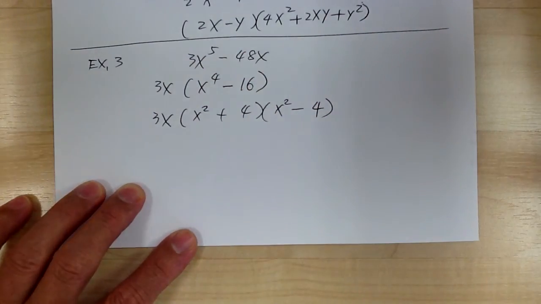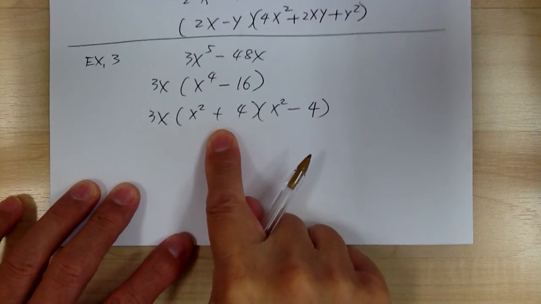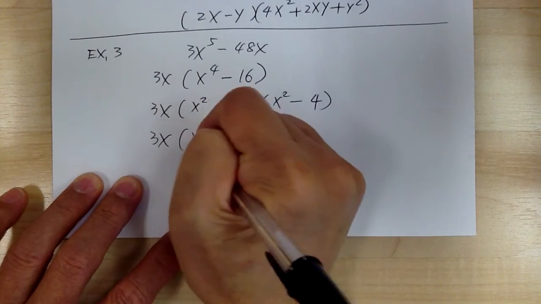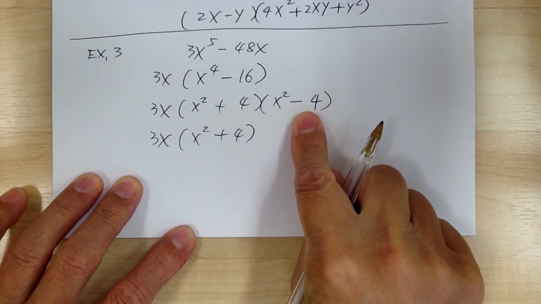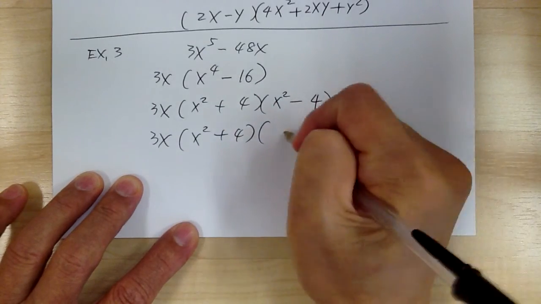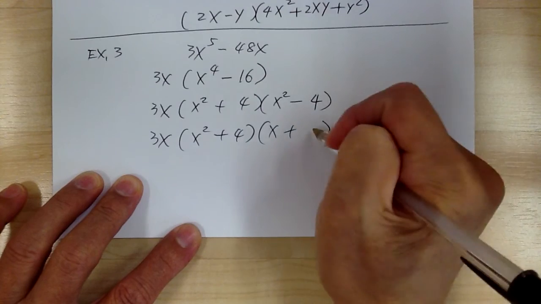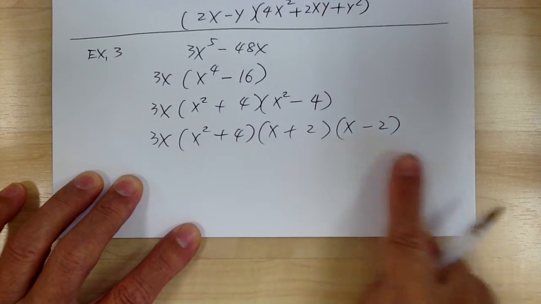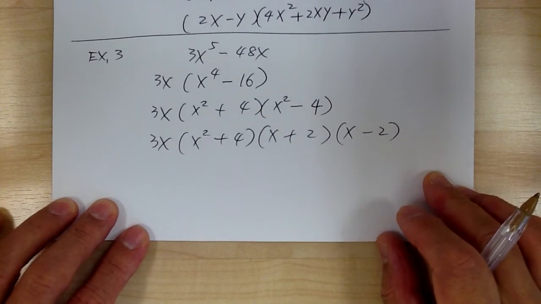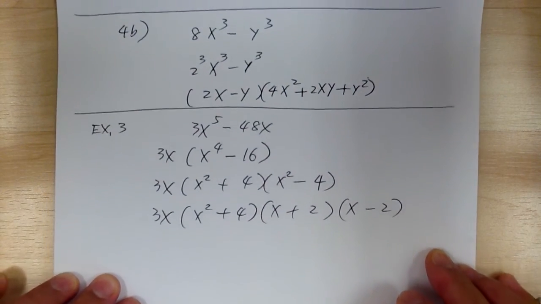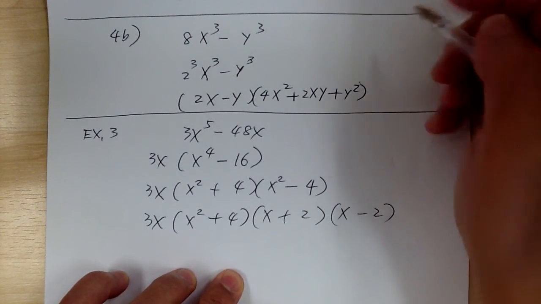Now, whenever you have squares, you have to keep checking. Now, this one you cannot do anymore, so you leave that alone. But this one is a difference of squares again. So you have to do it one more time. So you're going to get x plus 2, x minus 2, right? And that's it. So again, you go through the checklist. Okay, go through the checklist and do it step by step. Okay, so let's do some practice.